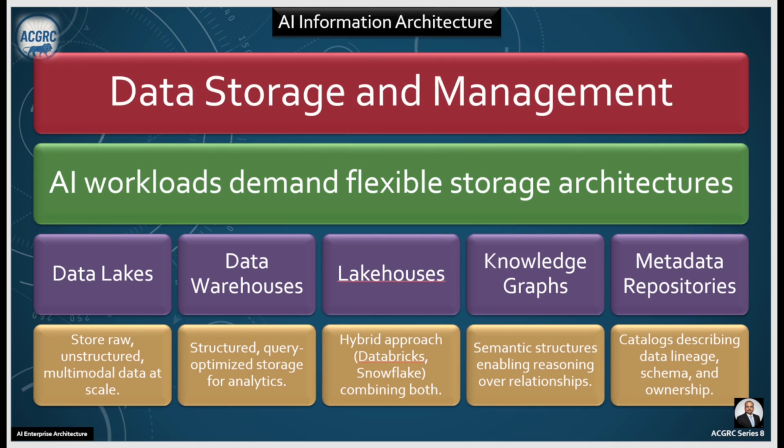Semantic structures enabling reasoning or relationships are known as knowledge graphs. Whereas catalogs describing data lineage, schema, and ownership is a metadata repository. So do note here, when you're storing raw, unstructured, multimodal data, that's data lakes. Whereas when it is a hybrid approach, where you're combining data lake and data warehouse, that's called a lakehouse.